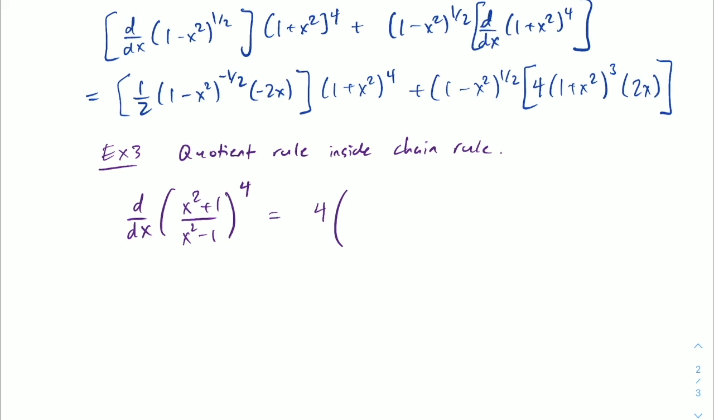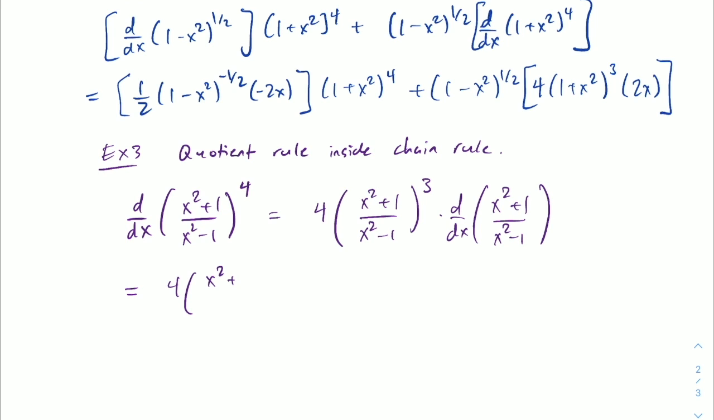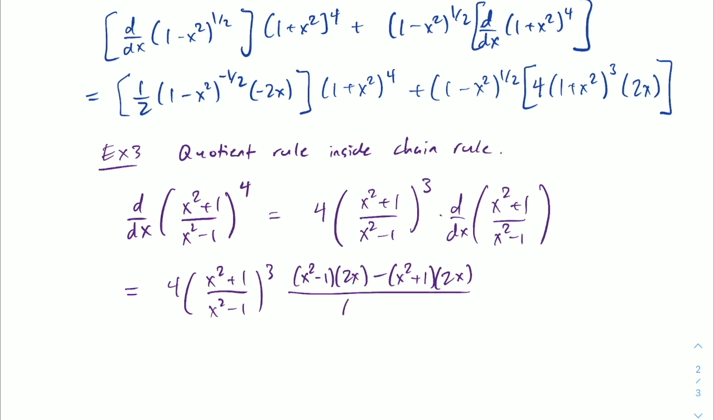We'll differentiate the outside function, the fourth power function. And then we'll multiply that by the derivative of the inside. And when we take the derivative of the inside, we'll be using the quotient rule. So quotient rule is low d high, derivative of high is 2x, minus high d low, derivative of low is 2x, all over low squared.